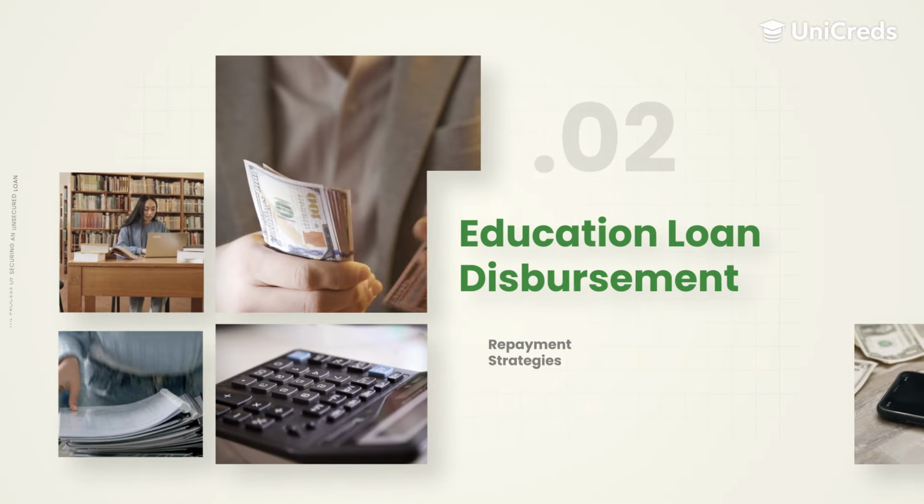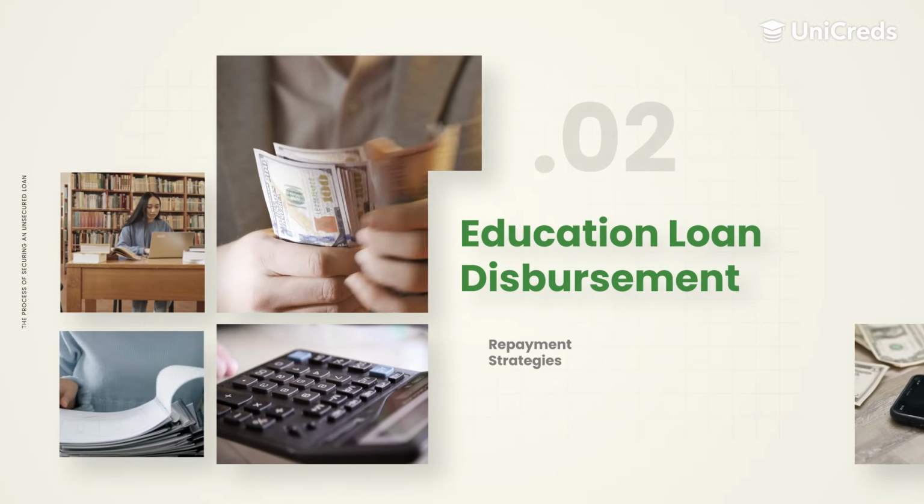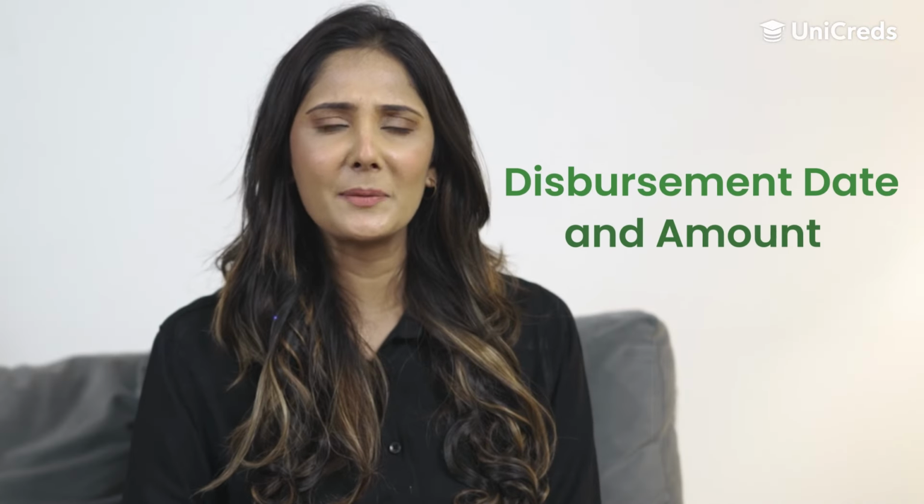Phase number 2, education loan disbursement. Once your application is approved, we enter the exciting phase of disbursement. Unlike government banks, NBFCs have a swift process with no disbursement letter needed. You get to decide the disbursement date and amount, giving you control over when and how much of the loan you receive. This flexibility helps you manage your tuition and living expenses effectively.